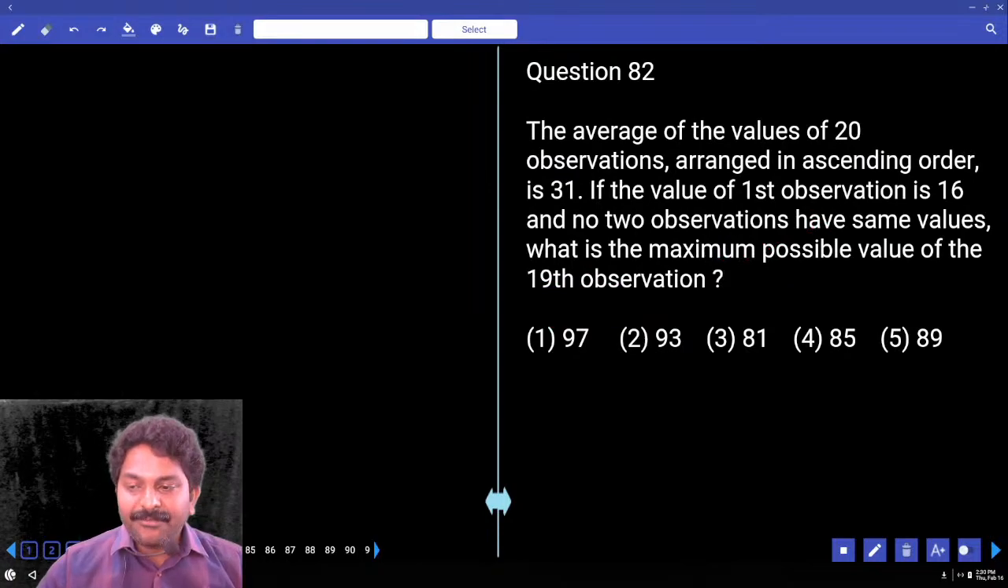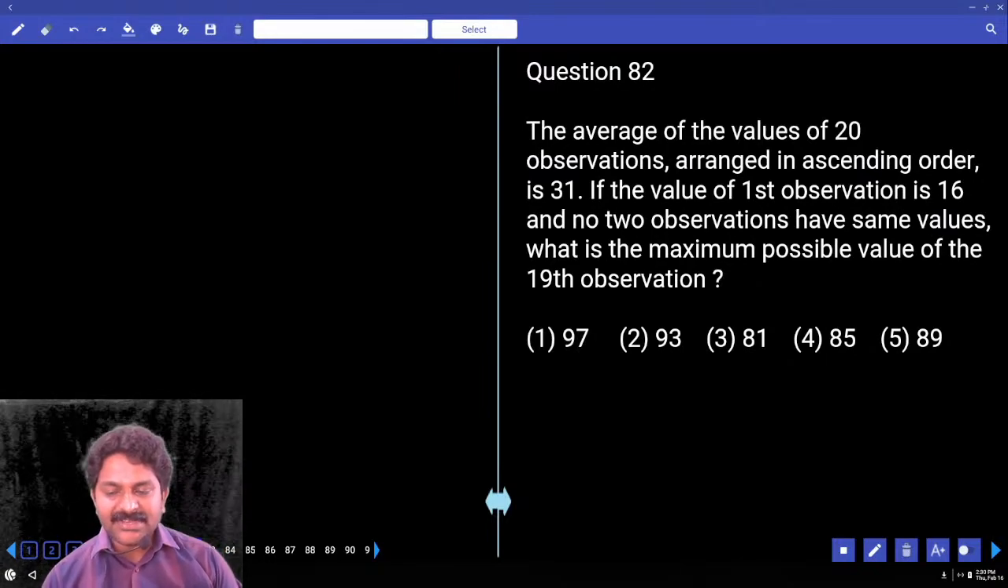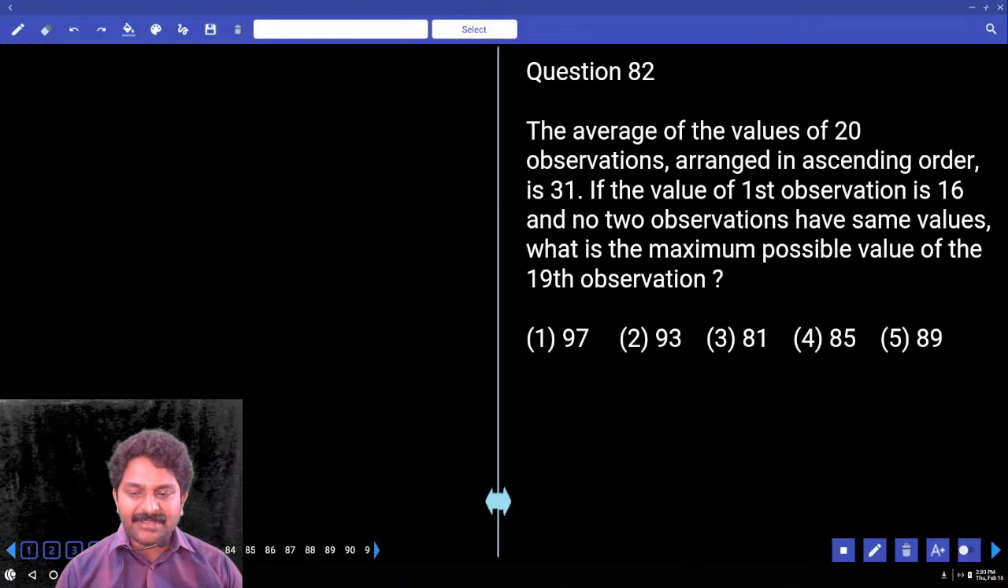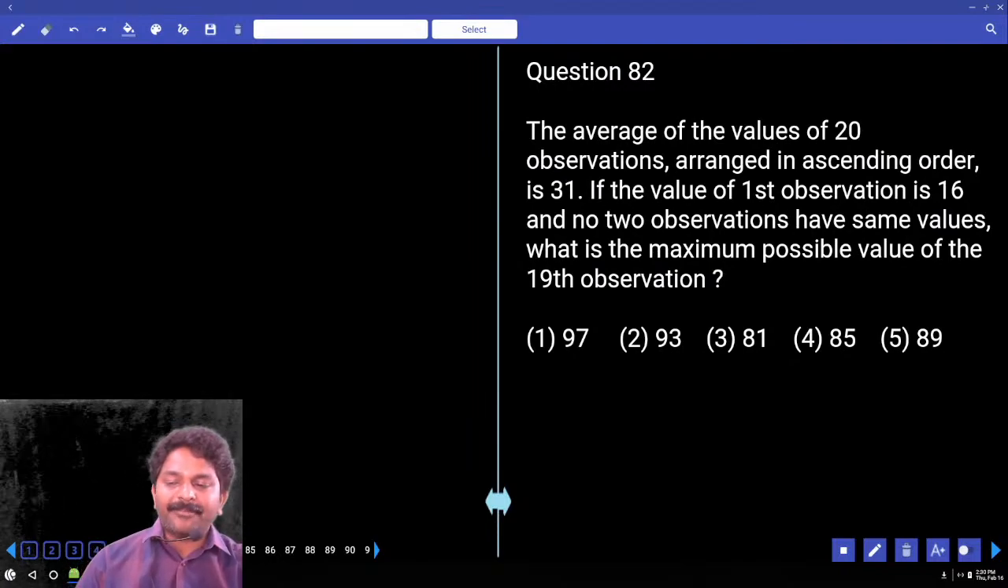The average value of 20 observations arranged in ascending order is 31. The first observation is 16 and no two observations have the same value. What is the maximum possible value of the 19th observation? Okay, maximum of 19th. Right.